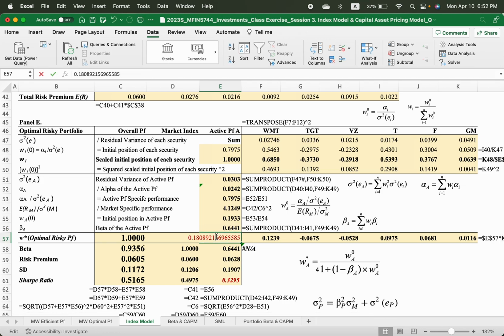And then finally we got the optimal risky portfolio using the solver or this equation, right? Once you finish it, you calculate the risk premium, standard deviation that maximizes these Sharpe ratios, and the beta, risk premium, standard deviation, Sharpe ratio of the market. And then finally, we got the risk premium, standard deviation and Sharpe ratio of the overall portfolio.